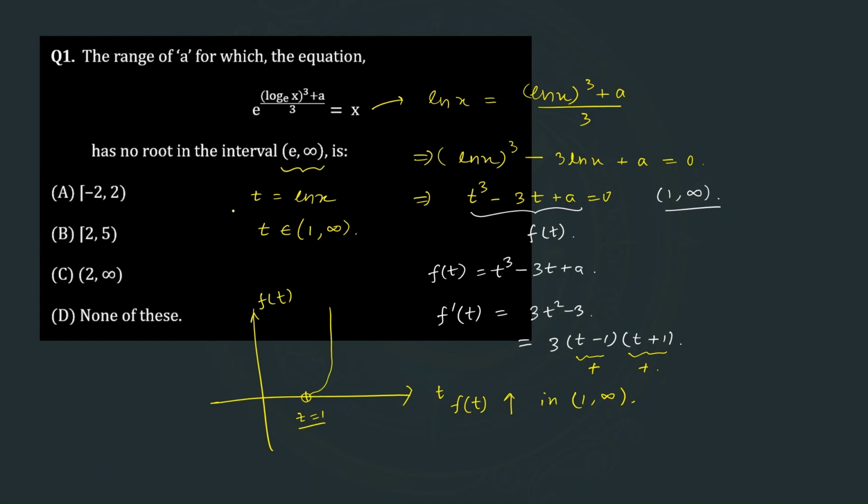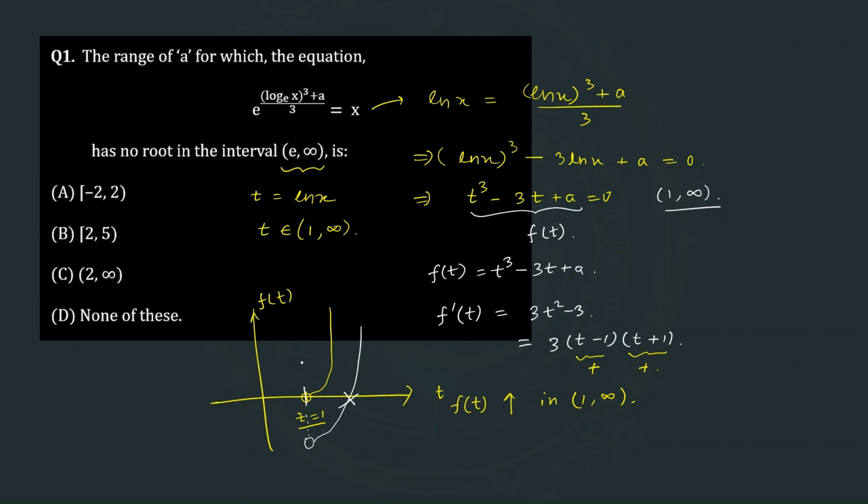So if it has no roots in the interval e to infinity, that means the graph of this function must look like this one. Why? Because let us assume that the function looks something like this. So here the function is increasing, so in the interval 1 to infinity, this function has a solution. This case is not possible. That means if the function has no root in the interval t belongs to 1 to infinity, that is x belongs to e to infinity, then the function must look like this one.